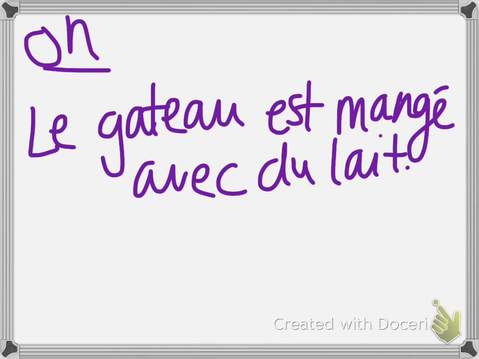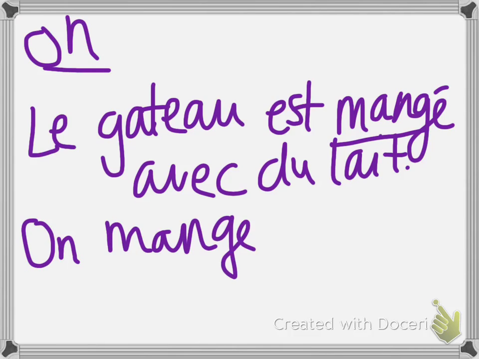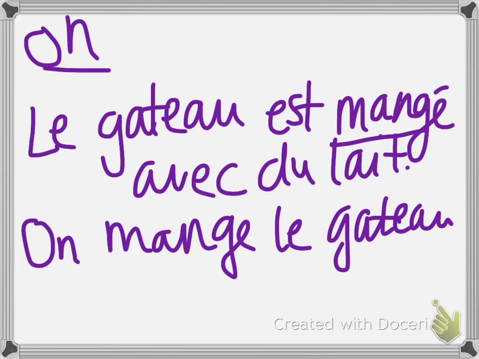So we can also use the pronoun on to make a sentence active again. So le gâteau est mangé avec du lait. So we want to make the verb manger active again. So we can use on mange le gâteau avec du lait.